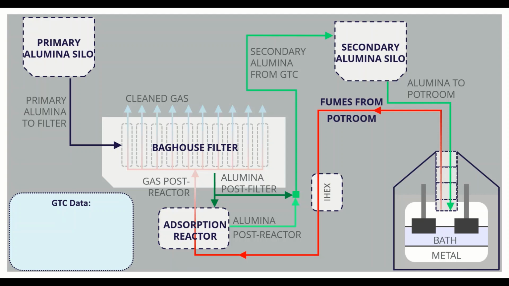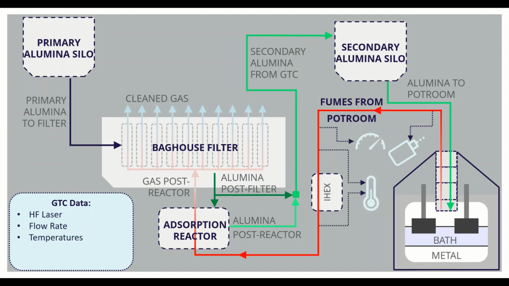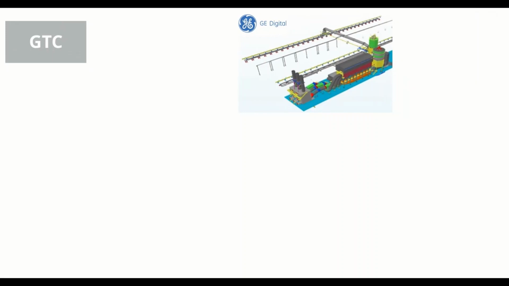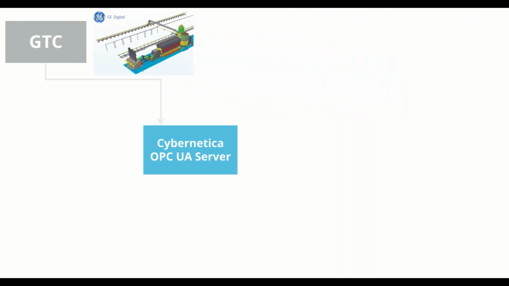The fluoride content of the fumes is measured by an HF laser. The flow rate of the fumes is estimated. The temperature of the fumes is measured both before and after an integrated heat exchanger, also known as an EHEX. Measurements of the alumina levels in the silo and GTC operational parameters are also recorded. The data from the GTC is passed to a Cybernetica OPC UA server, where it will be made available for the digital twin.